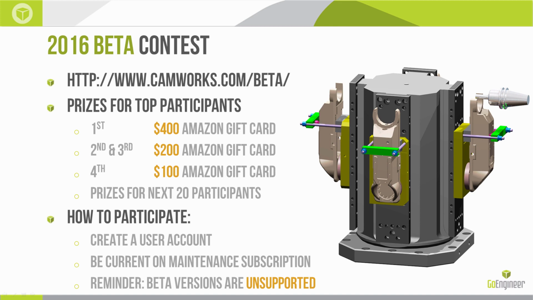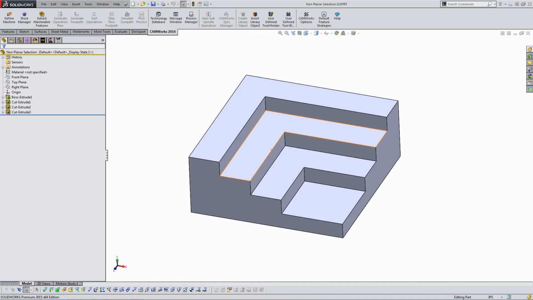So with that being said, let's take a quick look at some of the improvements and additions. The first few things we're going to look at revolve around creating 2.5 axis features. This particular part here is sort of infamous for requiring more steps than I think necessary to machine.